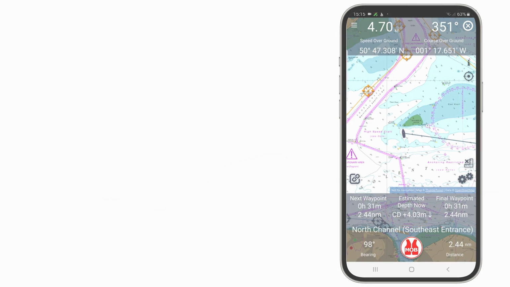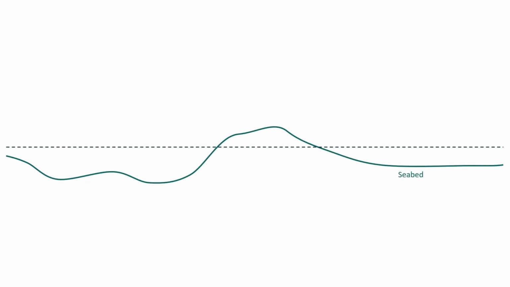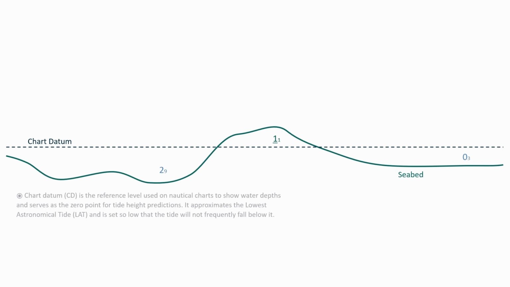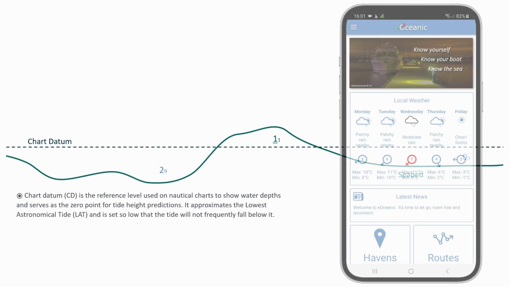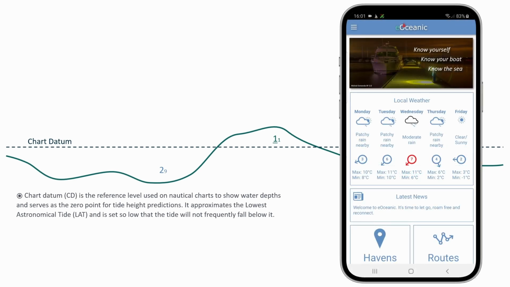Let's take a moment to refresh the basics of what we see in the tidal data, what they all precisely mean, and the process involved in calculating the height over chart datum for the tide heights between high and low water. Chart datum is the reference level used on nautical charts to show water depths and serves as the 0 point for the tide height predictions. It approximates the lowest astronomical tide, or LAT, and is set so low that the tide will not frequently fall below it. Let us examine this using the Cowes tides with a view to passing the Bramblebank.